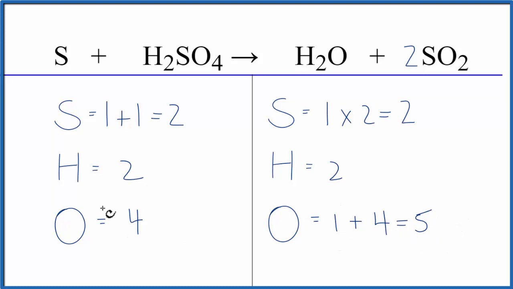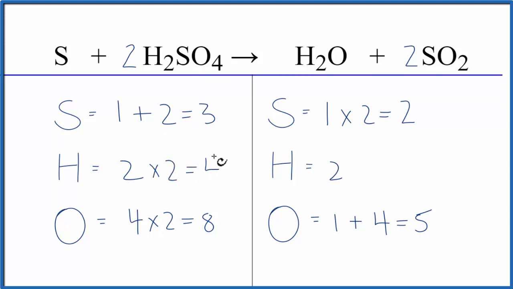Because we need to have a bigger number here, we're going to have to do something to the coefficient in front of the H2SO4. Let's put a 2 and see how that works out. So now we have 4 times 2. That gives us 8 oxygens. We'll need to update the sulfurs. We have the 1 plus the 1 times the 2. So now we have 3 sulfurs. And then the hydrogen, 2 times 2. That gives us 4 hydrogens. So now things are actually quite off, but I think we can work with this.